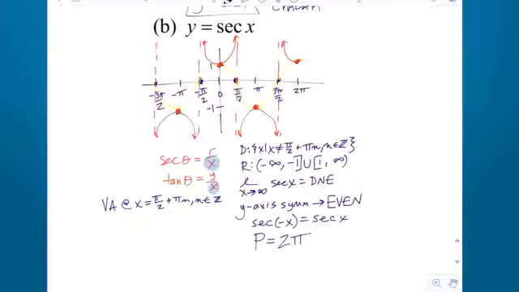Inflection values, do we have any? No, we don't. Does the curvature change ever, though?